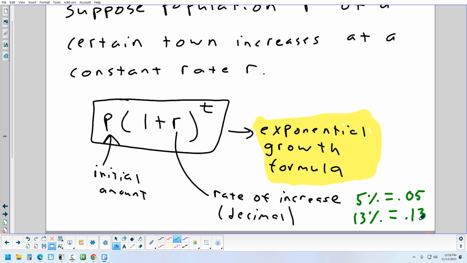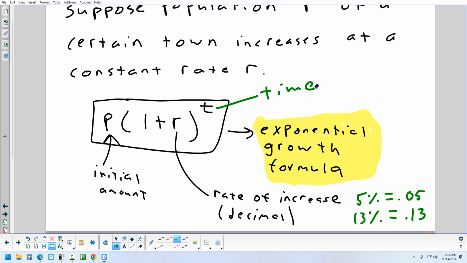Okay. What's the T? T, that's the amount of time. So for example, if I said the population of the town is 20,000 people, it's growing at 2%, tell me what the population is in 15 years. T would be 15 years. Okay, so that's the formula for exponential growth.